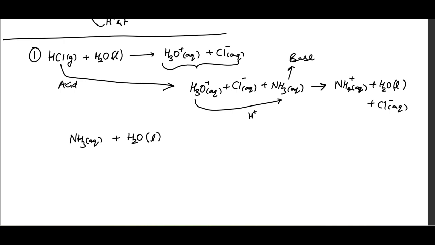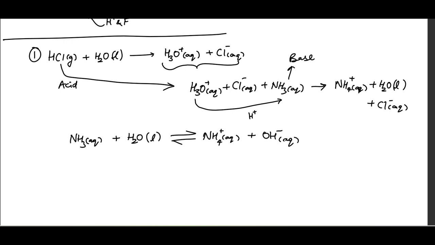Okay, now there is a dynamic equilibrium because ammonia is a weak base. And what does it convert? One H plus of water will go into NH3 because NH3 is a base. It will accept a proton, right? So it will form NH4 plus aqueous. And what does water become? Water becomes hydroxyl ion, OH minus aqueous.